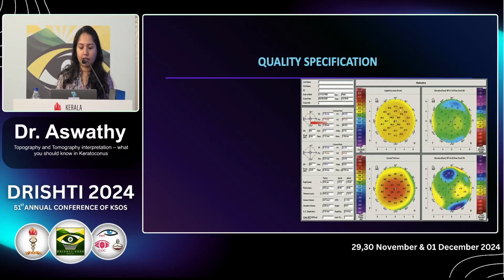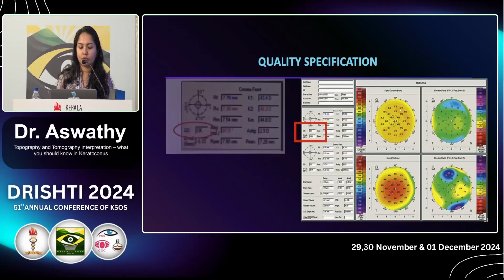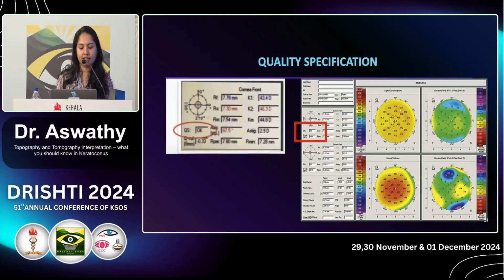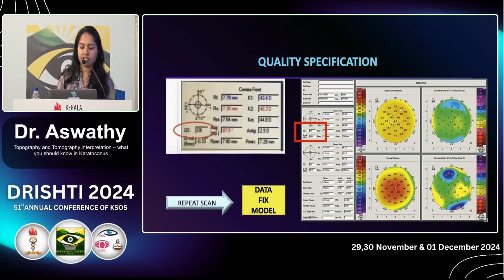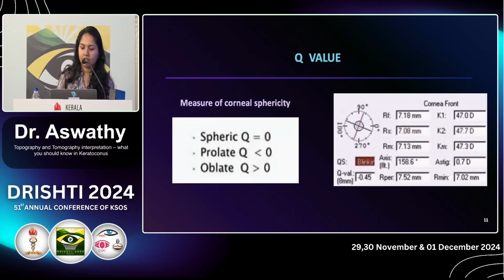Next thing we have to look at is the quality specification or QS value. If it is given as okay, then the scan is fine. But if any of the other data is displayed, like data fix or model, then you might have to repeat the scan. Below that is the Q value, which represents a measure of the corneal sphericity. In a normal cornea, the value is between 0 and -1. If the cornea becomes hyperprolate, as in the case of keratoconus, the value becomes more negative.